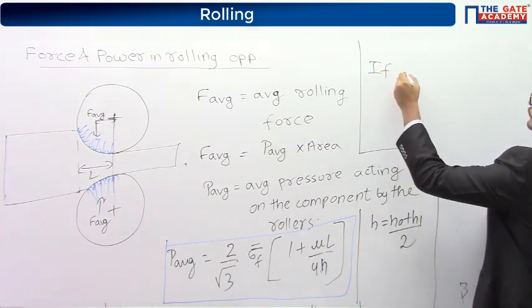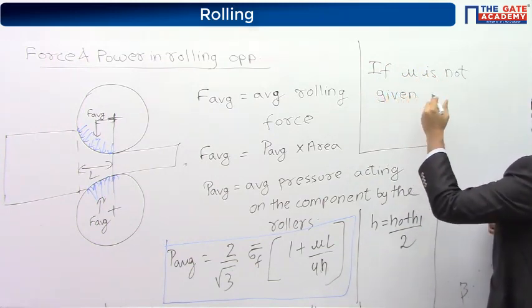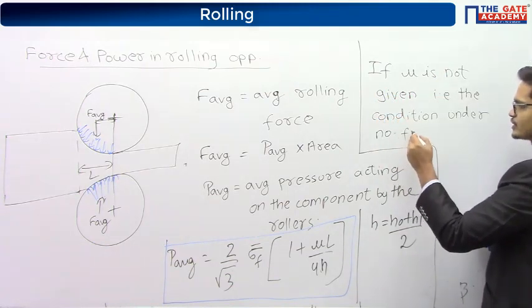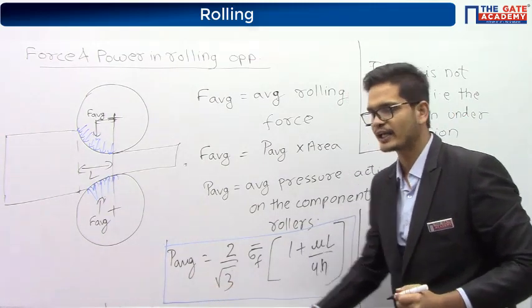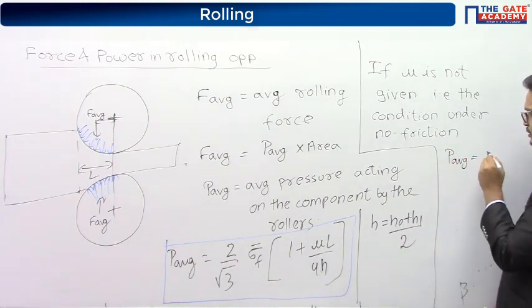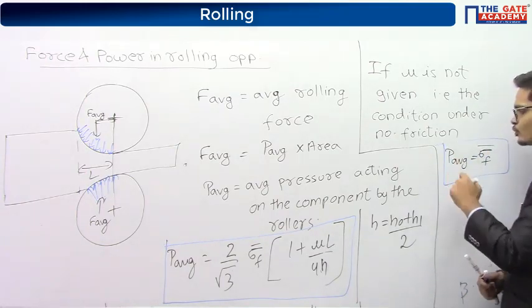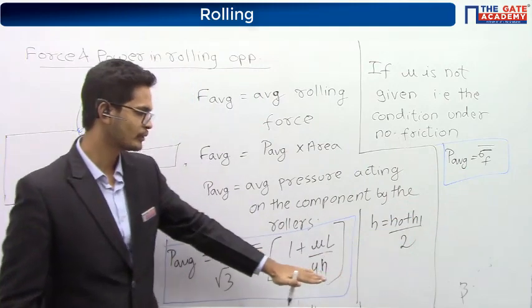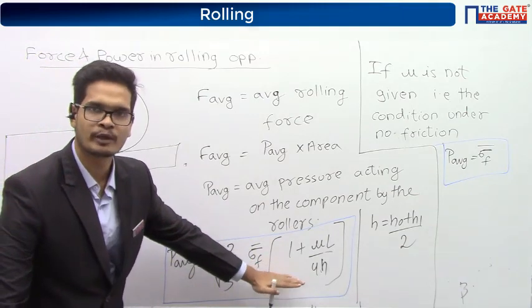So if mu is not given, that is a condition of no friction. In that case, P average is directly equal to sigma F bar. A question has once come based on this. It has not come based on the full expression, but still it is simple. I will suggest you memorize this.